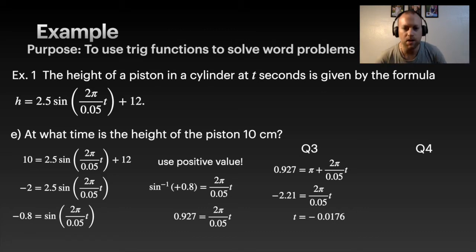This is a problem. Why is it a problem? Well, we can't have negative time. We're not going to travel backwards in time. So we need the first positive time value, which means I just need a coterminal angle.